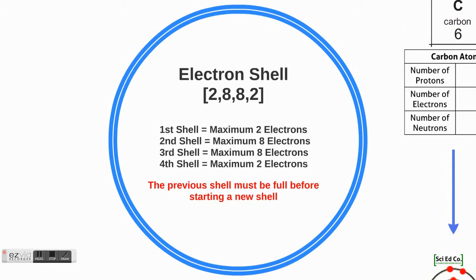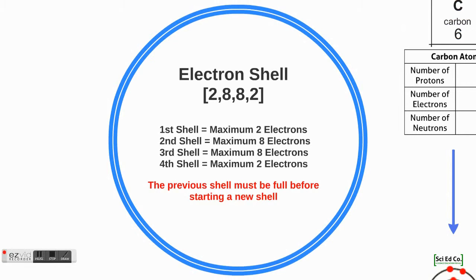Electrons orbit the nucleus in energy shells. In your exam, you'll be expected to be able to draw the first 20 elements of the periodic table. To do this, there's a special rule you have to remember. That rule is 2882. Now let me explain it.